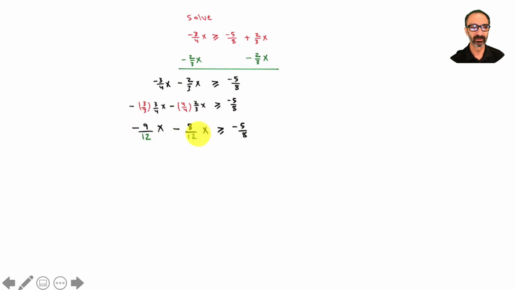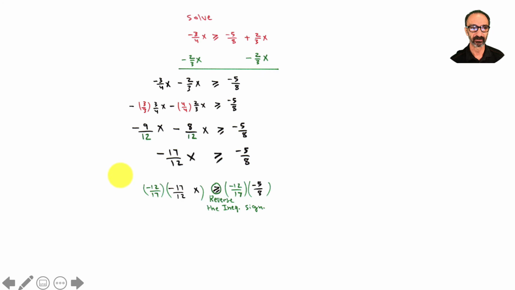Now combine these: minus 9 over 12x minus 8 over 12x will be minus 17 over 12x. We're going to multiply by the reciprocal of this and leave x alone. Once you do that, you have to flip the inequality sign or symbol. Okay, that will clear the left side, and this should be flipped, and this will simplify to 15 over 34, and that's the solution, all the way from negative infinity to 15 over 34.